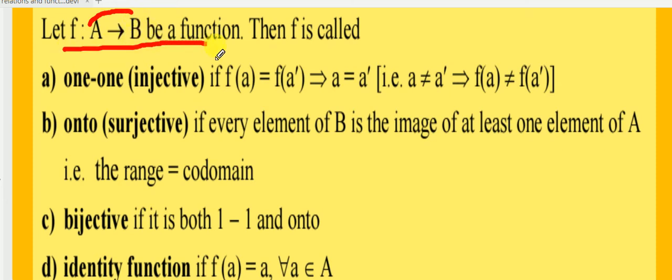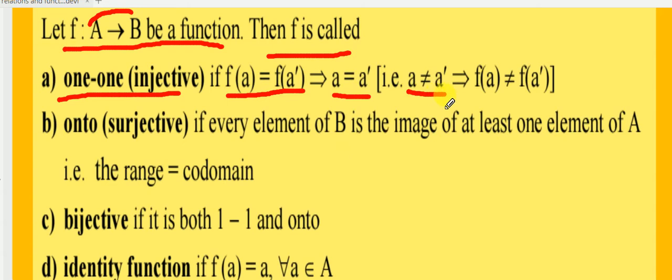Here we are considering a function f from A to B. Then f is called a one-one function if f of A equals f of A dash implies A equals A dash, or if A is not equal to A dash, then f of A is not equal to f of A dash. Then we say that the function is one-one or injective, or we can say distinct elements are mapped to distinct elements. Distinct elements have distinct images. Such a function is called a one-one function or injective function.